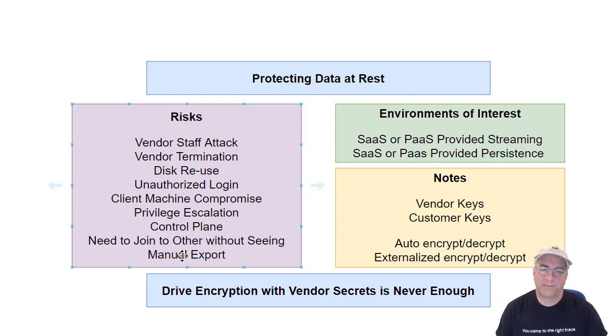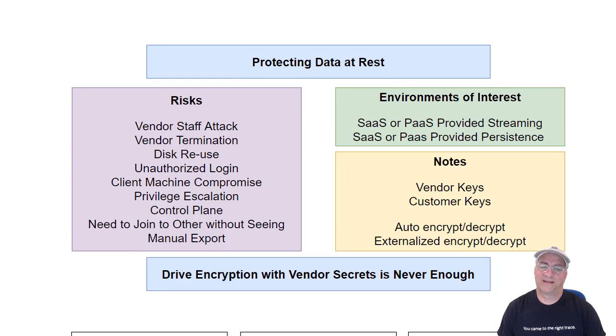And what I'm going to start off by saying is, if you look at the attacks there, drive encryption with vendor secrets is never enough. I personally feel, I'm sure I'll be told I'm wrong, that any security team that signs off on drive encryption using the provider's secrets as the primary protection for data at rest probably doesn't have any idea what they're doing. Oh, and I overstated it, but I'm the king of overstating.